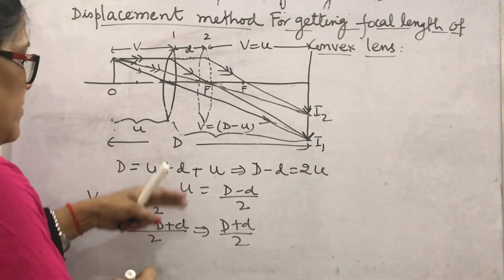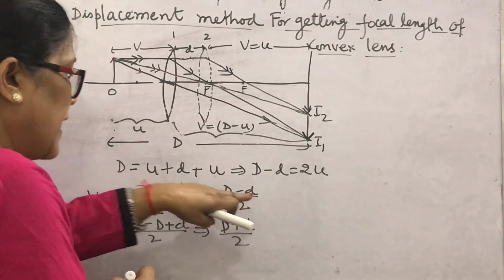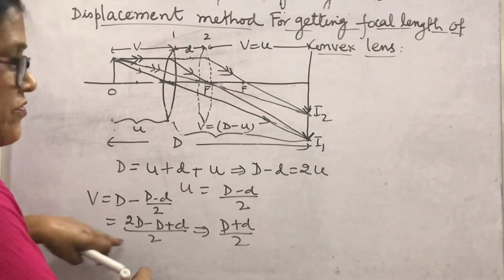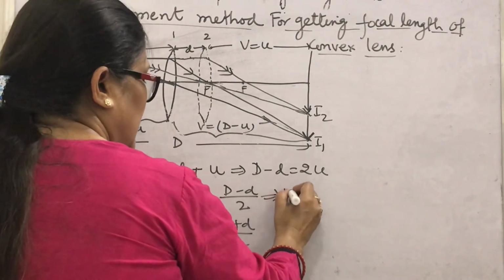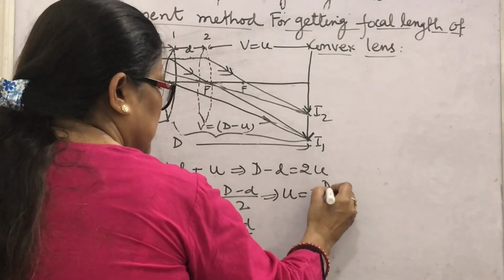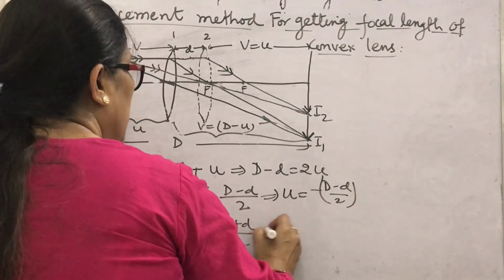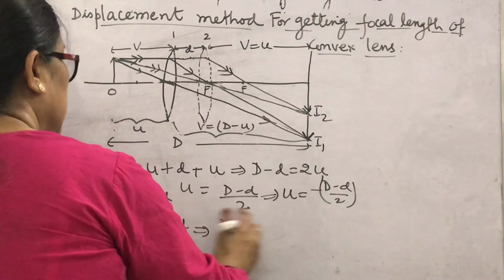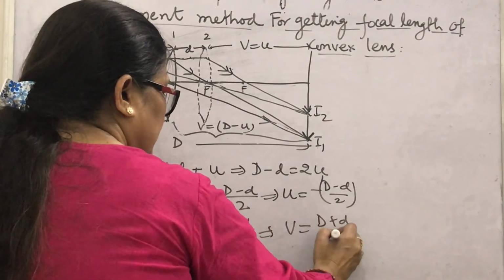So what we have got here in terms of small d and capital D, what are the values of u and v? I have given here. Again you can write u with, this u is with negative sign, so this is minus D minus d upon 2, and v similarly, you can write v as D plus d by 2.